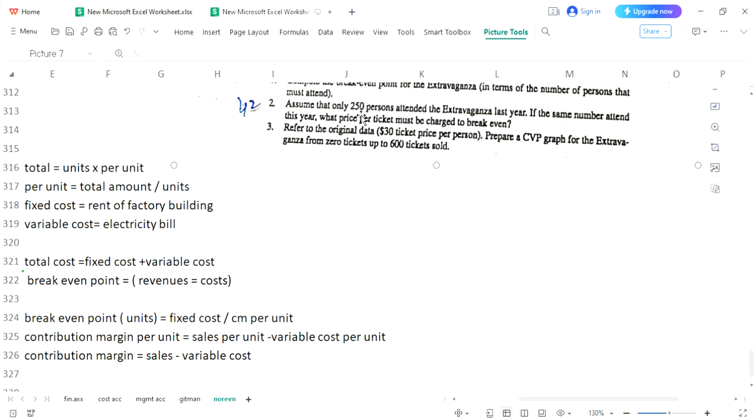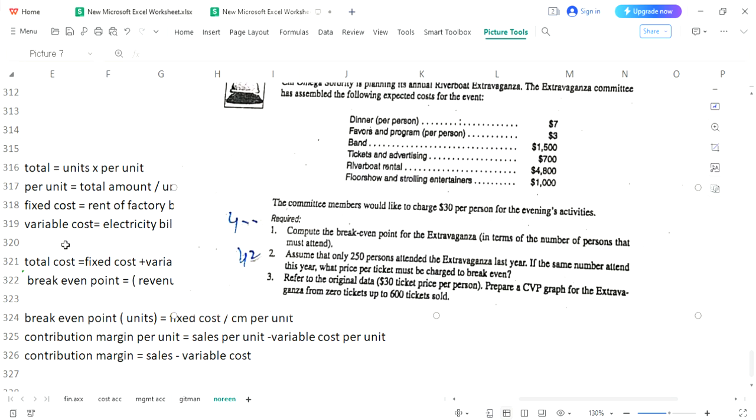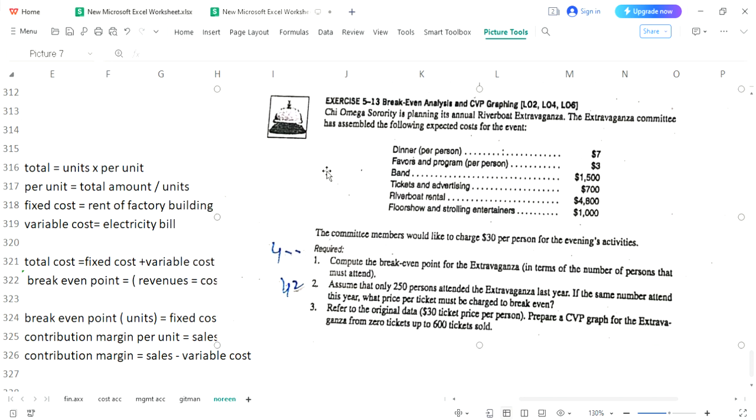So see over here, and we will be referring over here as well to understand the question. It's a little different. Why? Because cost is given over here from dinner to floor show. But since we are related with two types of cost, here there is fixed cost and variable cost. To understand it, you will have to make an understanding about fixed cost.